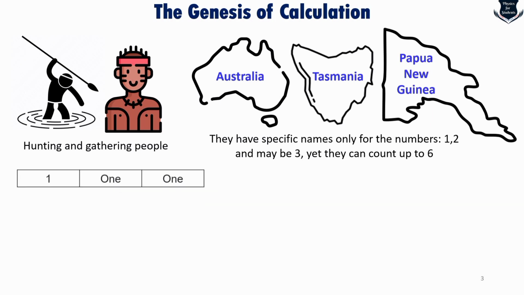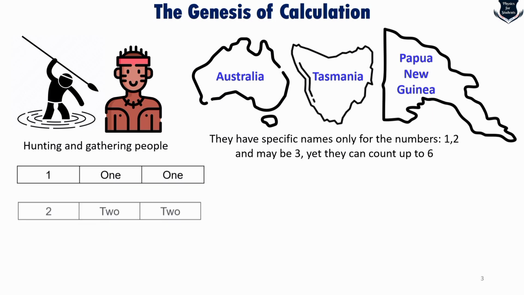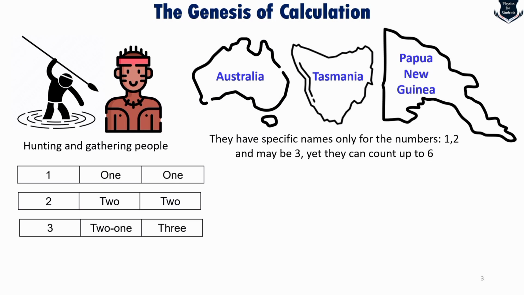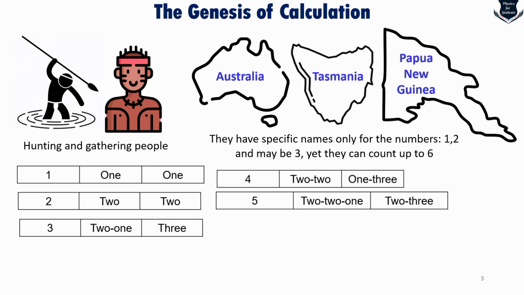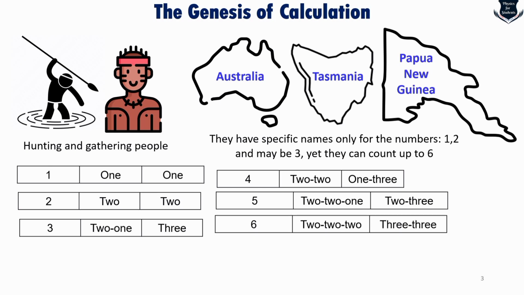Let us see some examples. For example, 1 is 1, 2 is 2, 3 is 3, and then 2 and 1 will make up 3. Then 2, 2 will make up 4, 2, 2, 1 will make up 5, and 2, 2, 2 will make up 6. So in this way, if you talk of the Aborigines, the initial fundamentals were only 1, 2, and 3. And then it added up and developed into many.